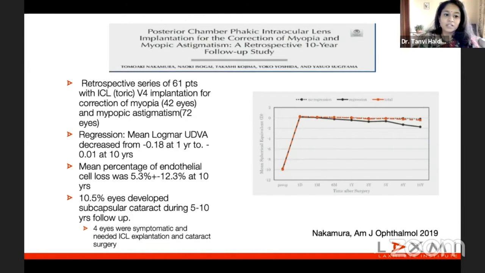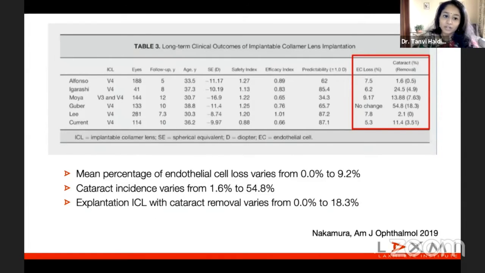Nakamura with 61 patients, which they followed up for a 10-year period. They all had implantation of the V4 toric ICL, and they found that there was regression over 10 years to almost -2 diopters. The mean percentage of the endothelial cell loss was around 5 to 12%, and almost 10% of eyes developed subcapsular cataracts during the 5 to 10 year follow-up, and 4 eyes were symptomatic and needed ICL explantation and cataract surgery. The endothelial cell loss can be significant if the preoperative count is low.